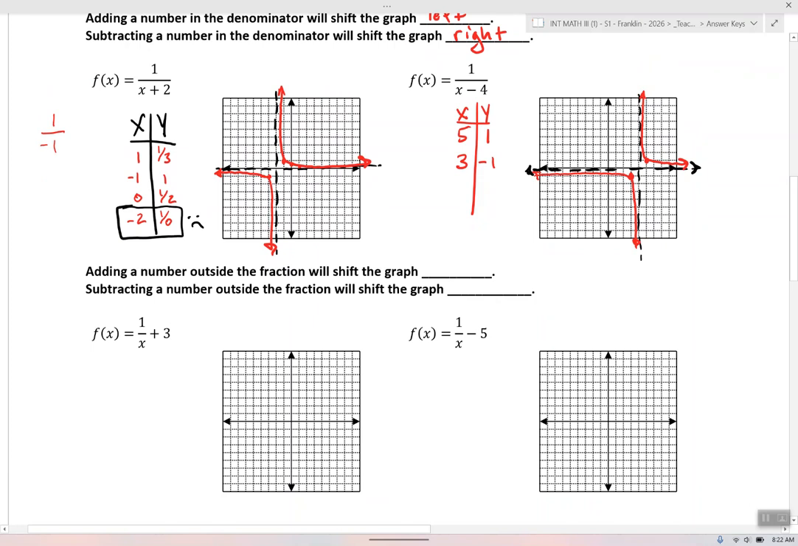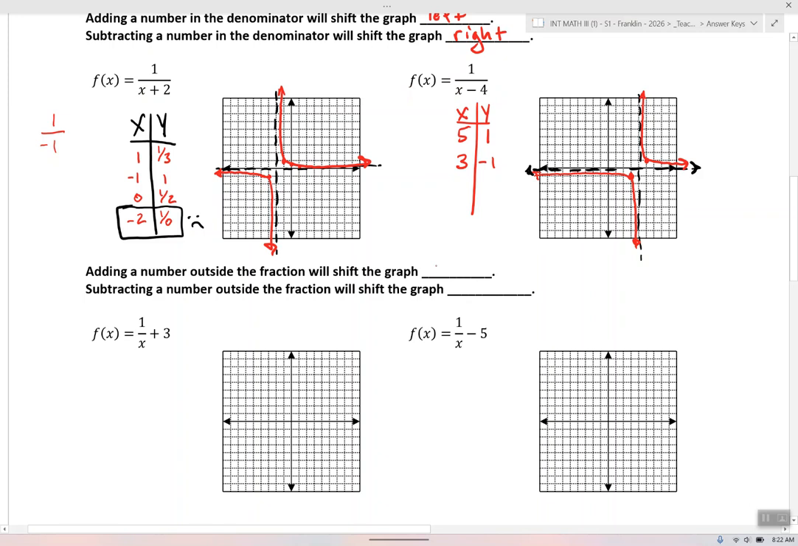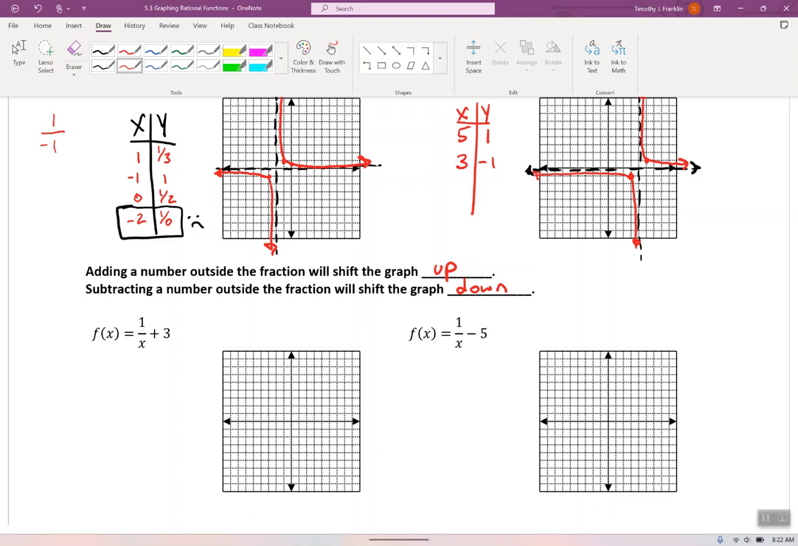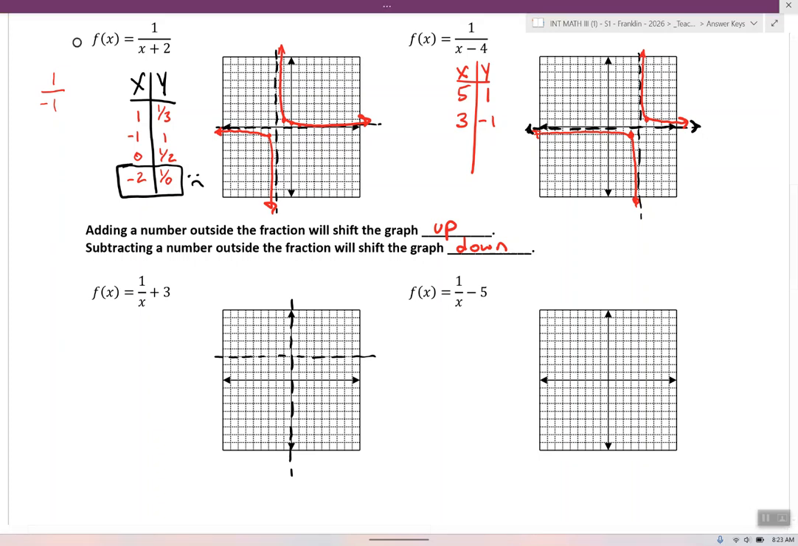Well, as you could probably expect based on what you hopefully know about y-intercepts, adding a number to the outside will shift our graph up, or down if we subtract. And again, we can test this, but adding a number outside will shift it up, subtracting will shift it down. So what we should have on this next one is our normal asymptote here at the y-axis, and we should have our new horizontal asymptote up here, up 3 spaces.